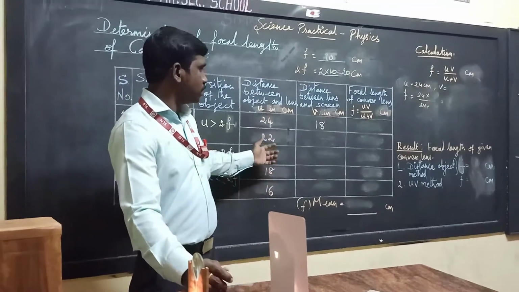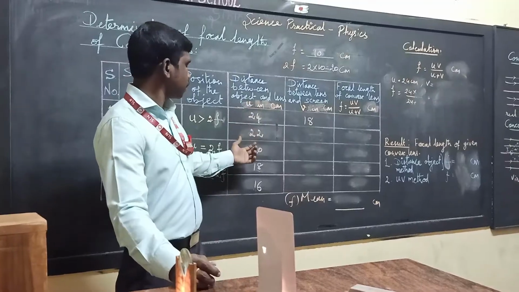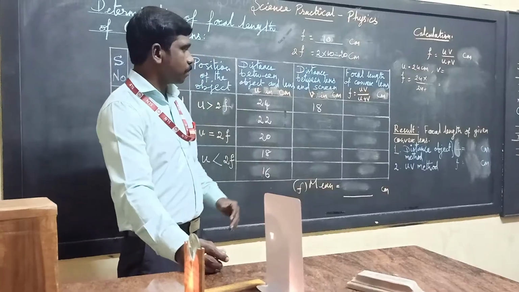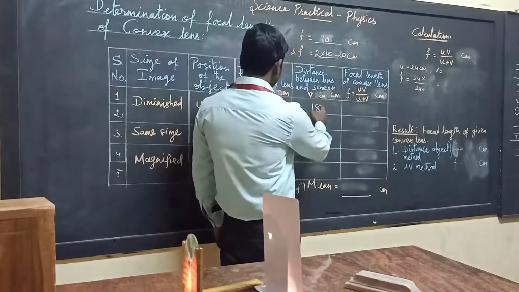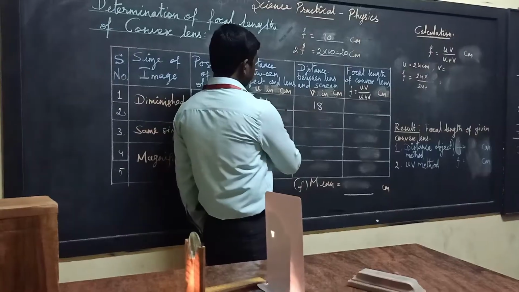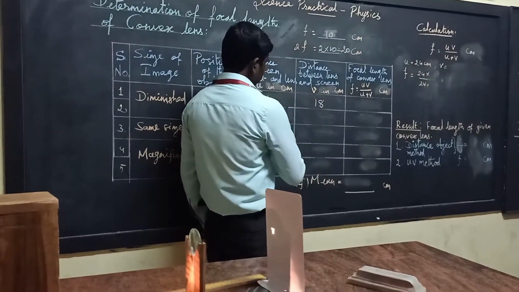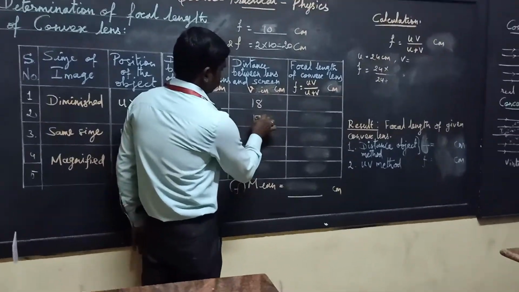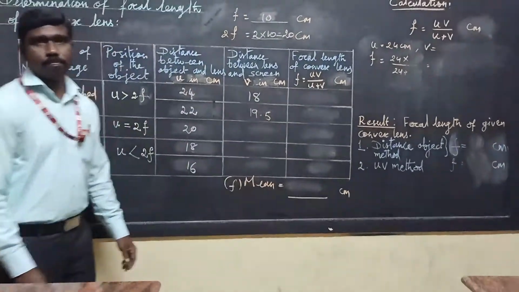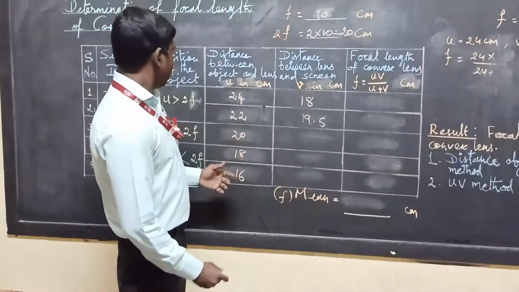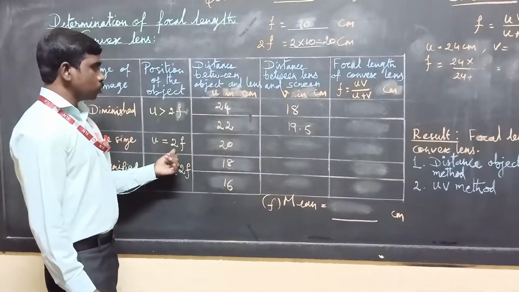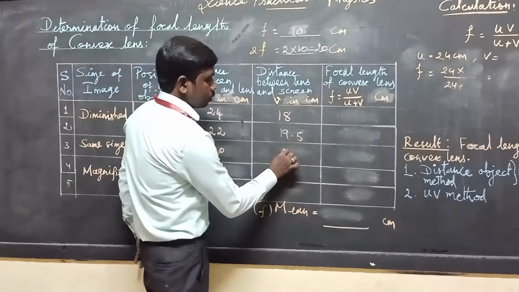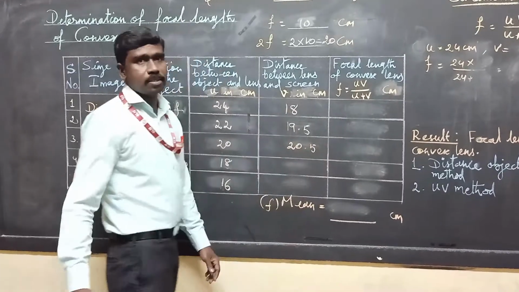Similarly, we adjust the distance between object and lens and collect the value of V. The values are: for the first, U value is 24 and V is 18. For U value 22, V value is 19.5. And the second condition, U is equal to 2F: the value of U is 20 centimeter and the value of V is 20.5 centimeter.